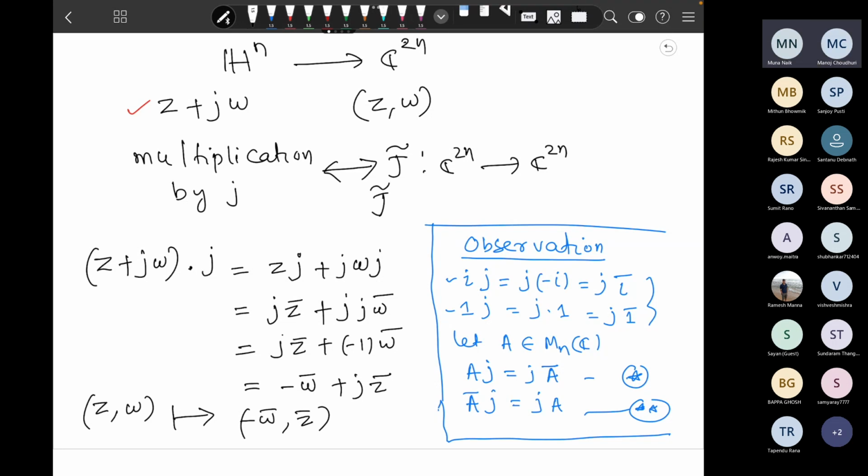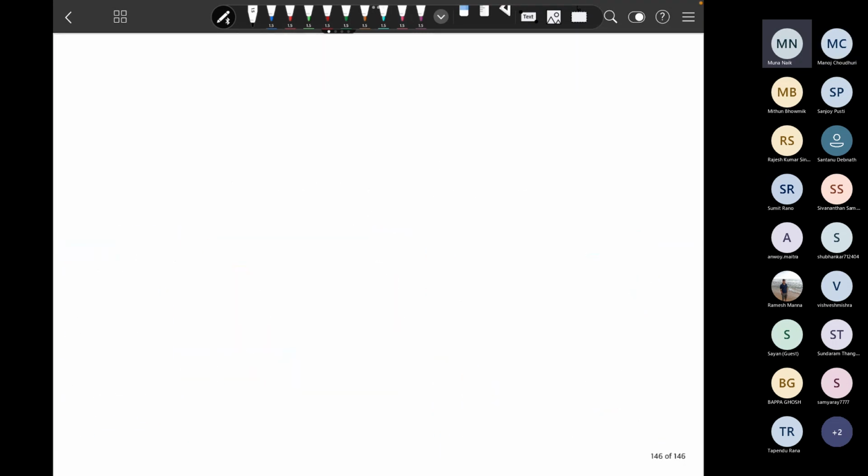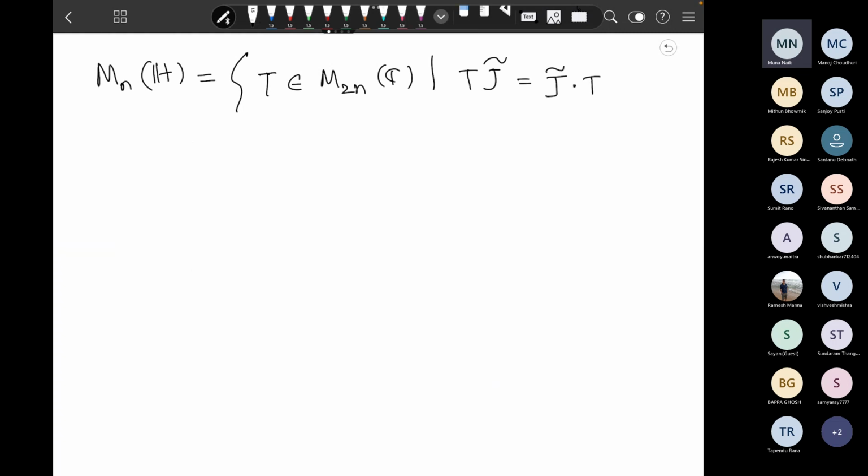So actually this is a little bit difficult thing, but it will be clear after something. Minus W bar Z. This is analogous to this complex thing, that real complex thing. So you will get here that really T belongs to M2n(C), and T J tilde is equal to J tilde T. Composition T. And this means that T is an H-linear map from Hn to Hn. It is T is a complex linear map from C2n to C2n.